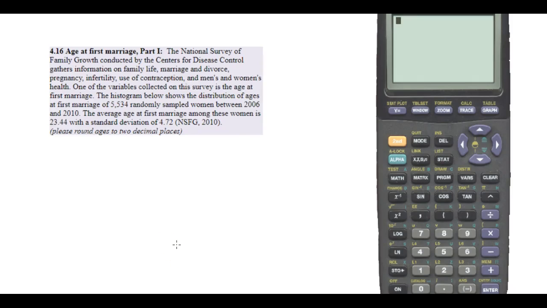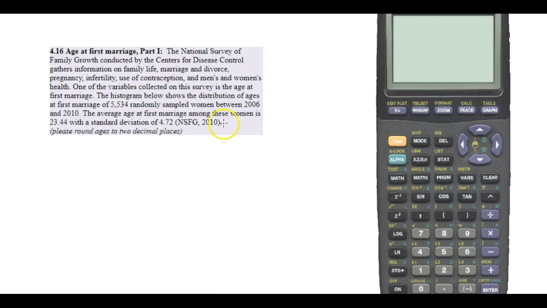All right, so we're going to find the confidence interval here. We had a concern about part A from question 4 from the week 5 assignment. And here's the question. It wants us to estimate the average age at first marriage of women using a 95% confidence interval.